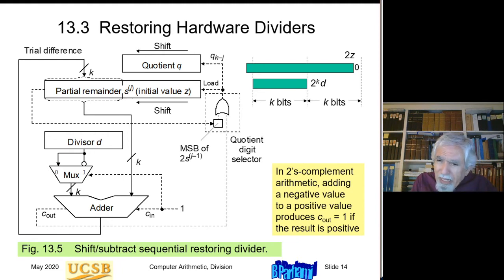Okay, now why does a carry out of 1 represent a positive result? This is a property of two's complement subtraction. So when you add a positive value to a negative value, which is the two's complement of the divisor, the result is positive if you have a carry out. If you don't have a carry out, then the result will be negative. Okay, so this is the simplest divider. It operates for k cycles. After every cycle, it shifts the double width partial remainder to the left. It shifts the quotient register to the left to make room for the next quotient digit to be entered there.